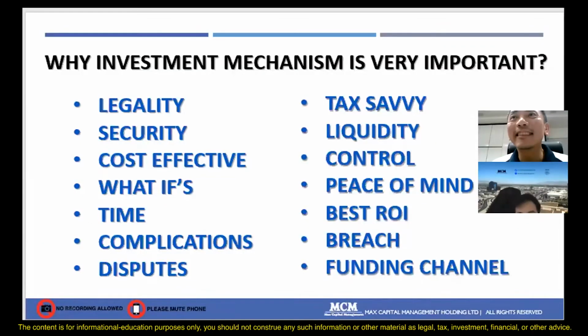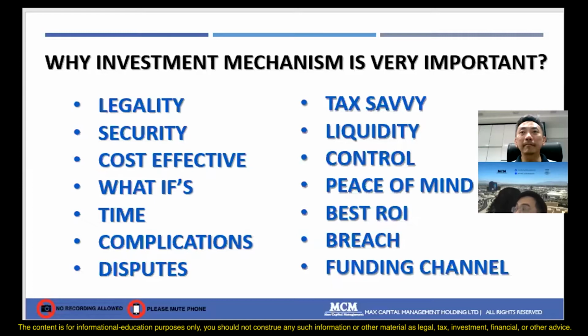So why is the investment mechanism very, very important? Before I go on, the content of this presentation can be a little detailed and a little heavy. So I hope you give your full attention, try to learn as much as possible, and take notes if you can. The first slide is about why the investment mechanism is very important.